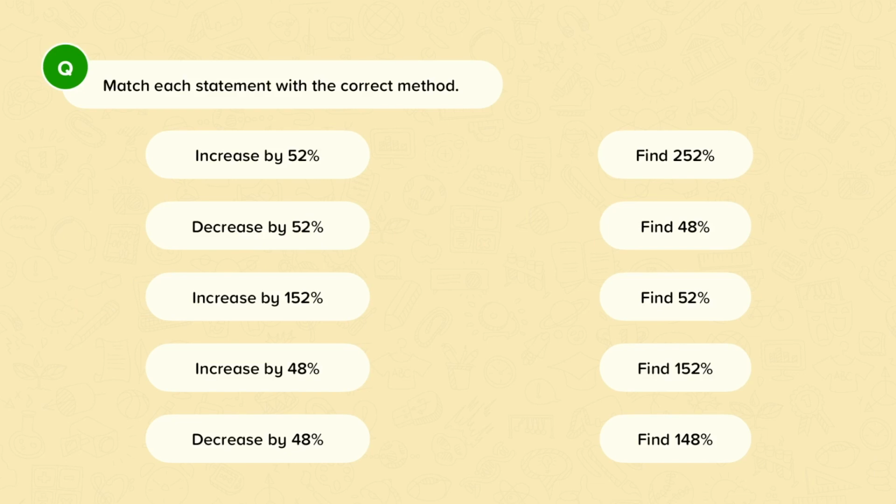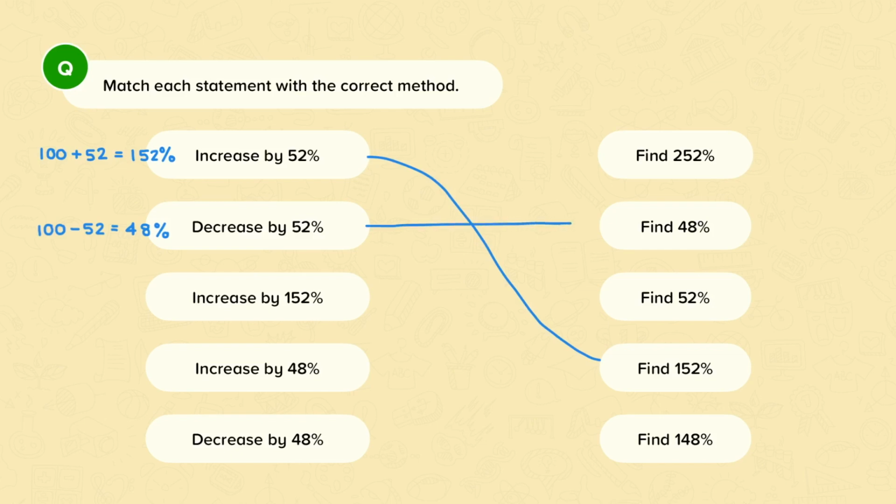Increase by 52%. 100 plus 52 is 152. So this is the same as finding 152%. Decrease by 52%. 100 take away 52% is 48. So this is the same as finding 48%.